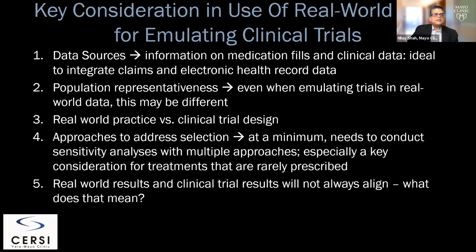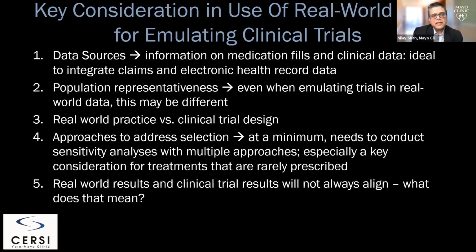As we think about some of the key considerations of real world data for emulating clinical trials, one is the data sources. The information on medication fills and clinical data together really add a lot. If we use electronic health record data, oftentimes the medication fill information is not available. And with claims data, you oftentimes don't have the clinical information. So, as has been mentioned a couple of times earlier, the ideal scenario is to integrate claims and electronic health record data, which will also give us greater confidence in the endpoints that are used.